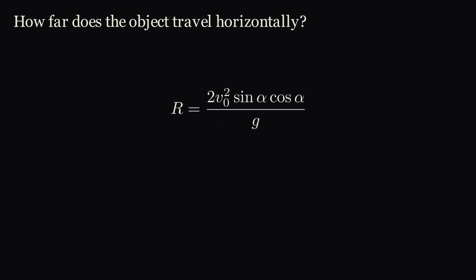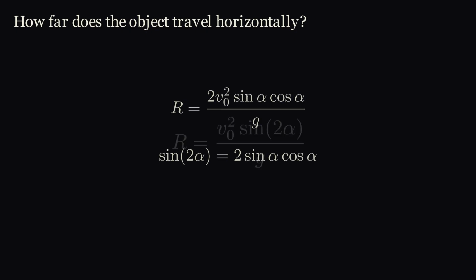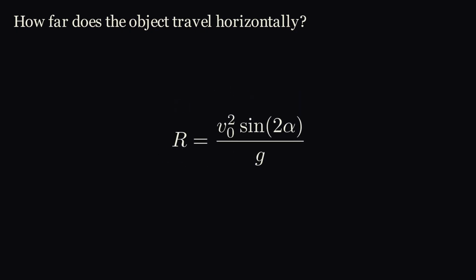Now, to simplify it further, we use a trigonometric identity. Sine of 2 alpha equals 2 sine alpha cosine alpha. So we obtain the final formula for the range. R equals v0 squared sine of 2 alpha divided by g. We can observe that the range depends on twice the angle.